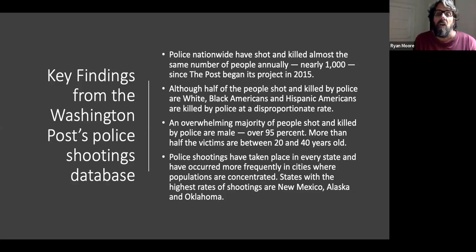Police shootings have taken place in every state and have occurred more frequently in cities where populations are concentrated. The states with the highest rates of shootings are New Mexico, Alaska, and Oklahoma, which I found interesting and somewhat surprising.